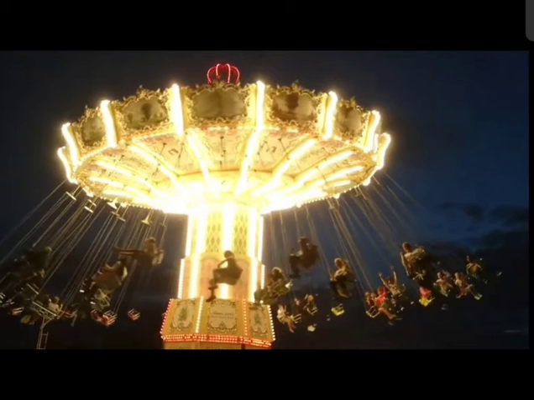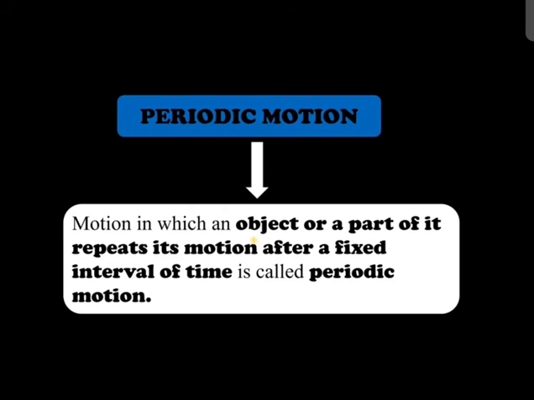Now the next type of motion is periodic motion. The motion in which an object or a part of it repeats its motion after a fixed interval of time is called periodic motion. The motion which repeats after an interval of time or after regular intervals is known as periodic motion.